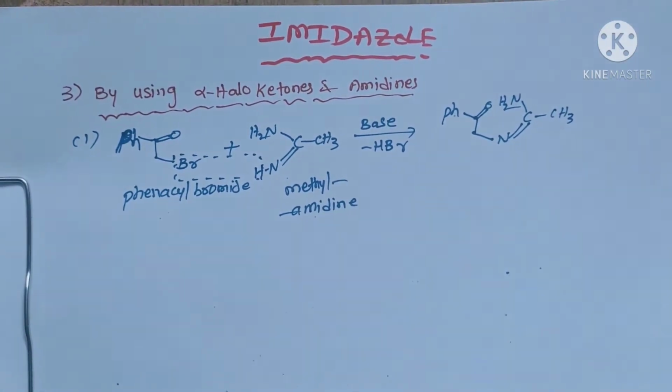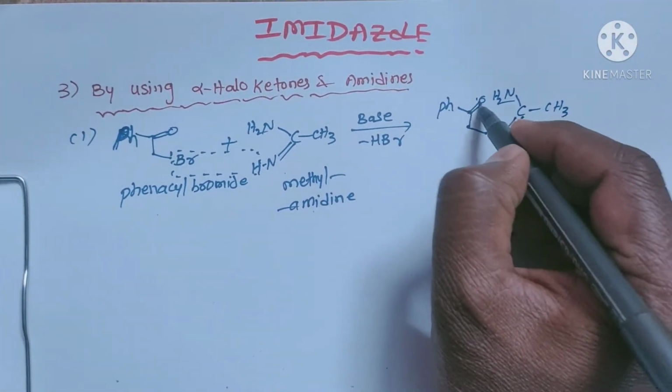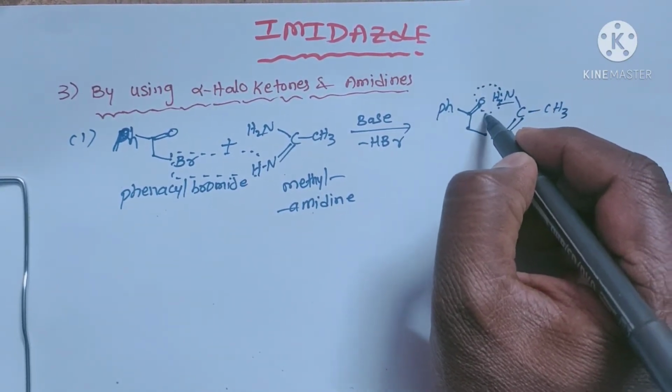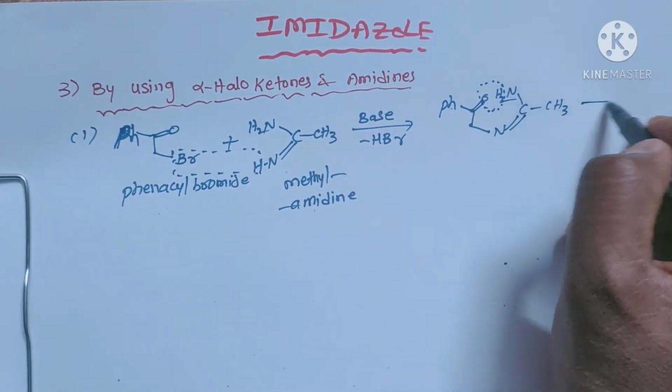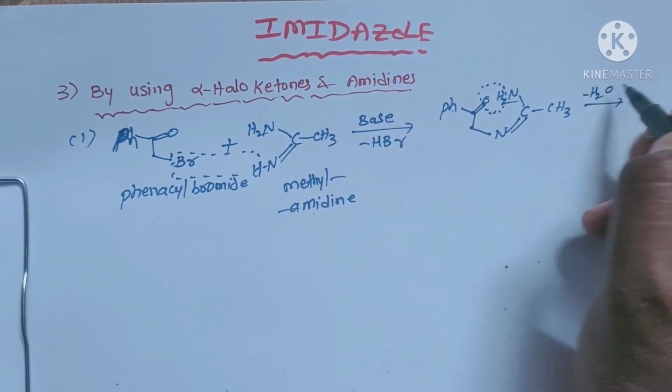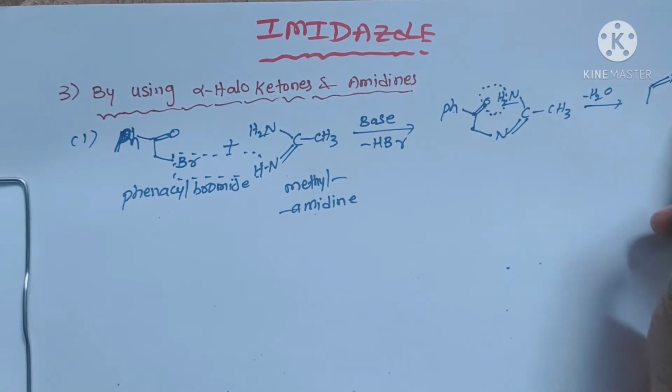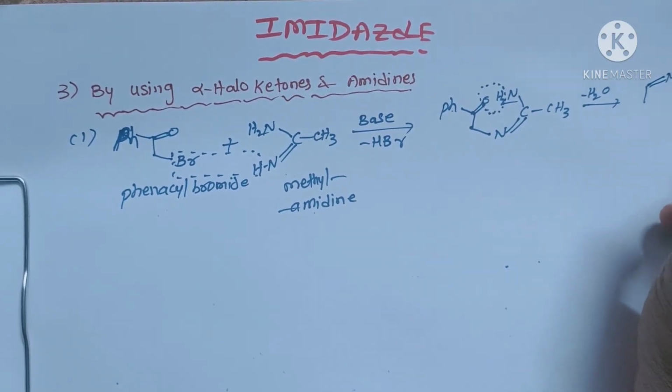Now, in the presence of base or acid, this C double bond carbonyl group and this hydrogen of the amines undergo condensation and water goes outside. As a result, we get this unstable compound.